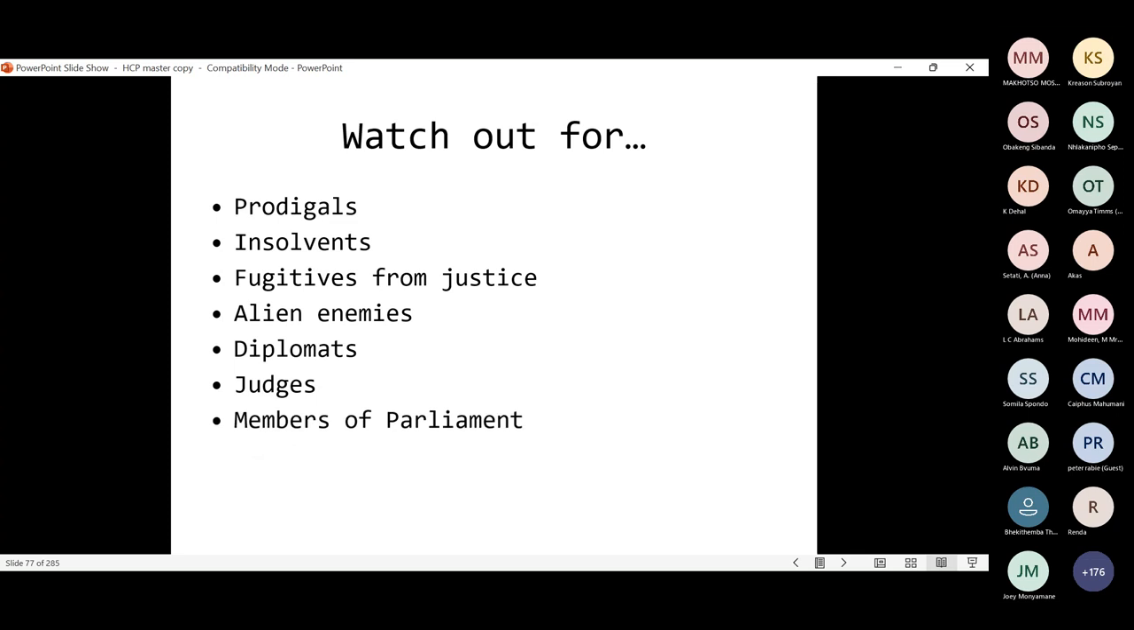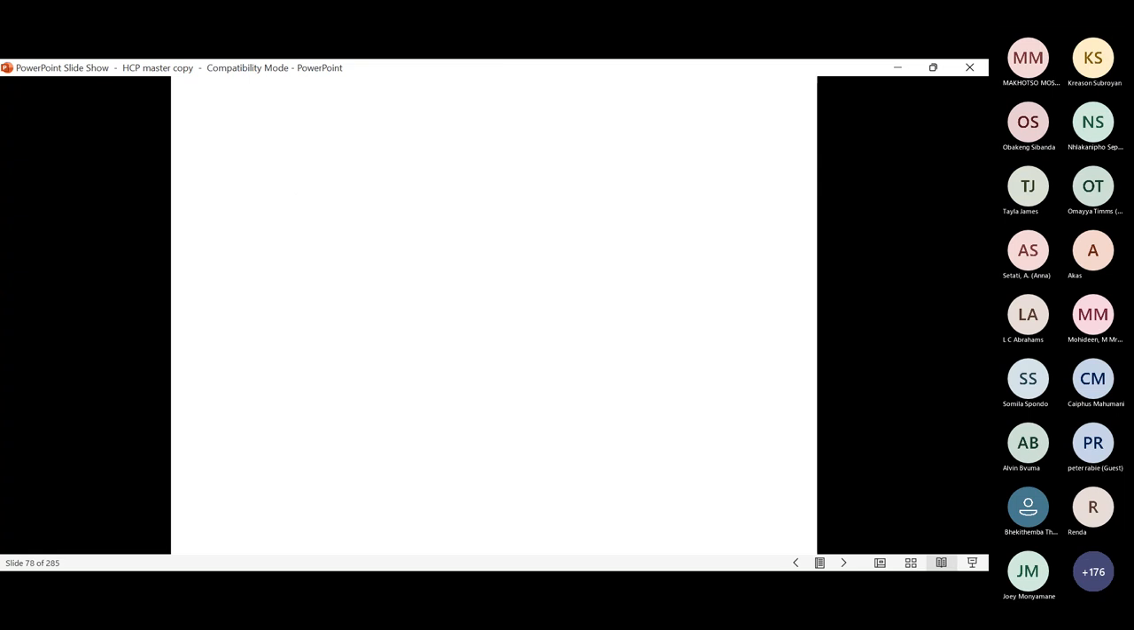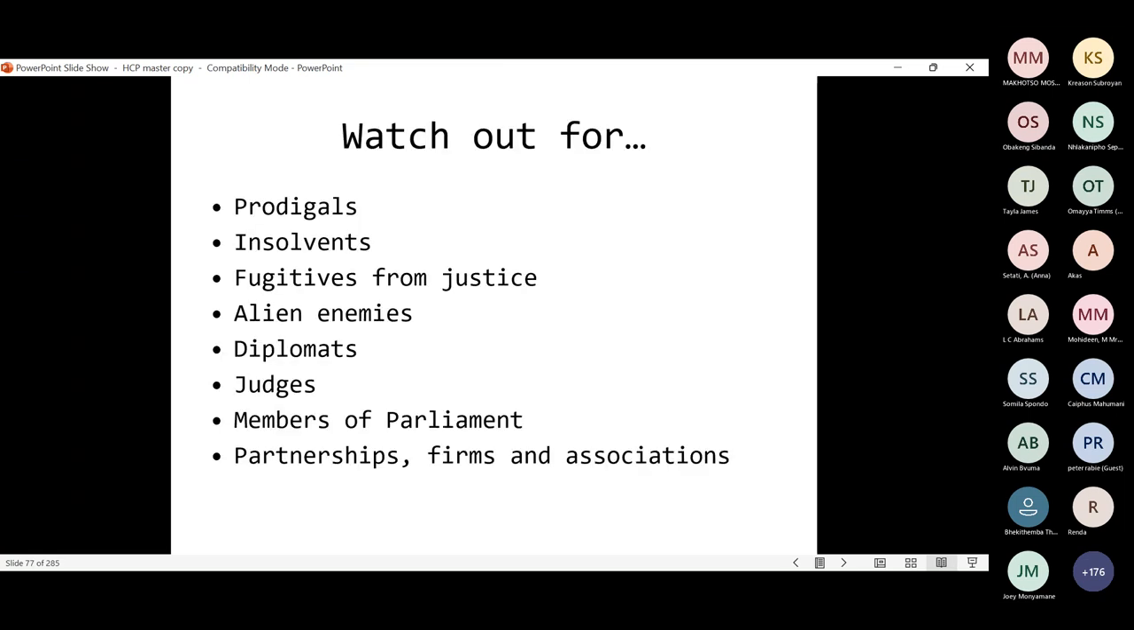If you want to sue members of parliament while parliament is in session, remember parliament is in Cape Town, then you have to sue out of the Western Cape High Court. Partnerships, firms and associations: if you sue a partnership, you don't sue just one partner, but every member of the partnership. So there's special care you have to take of all of those requirements. You are still in your consultation and we're trying to establish whether your client has locus standi. And that is now the end of the locus standi.